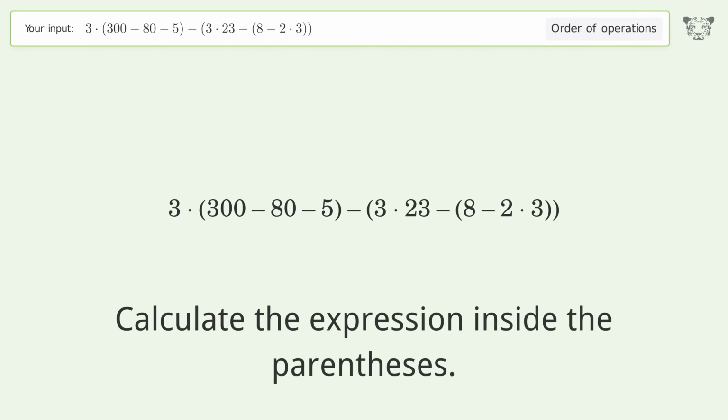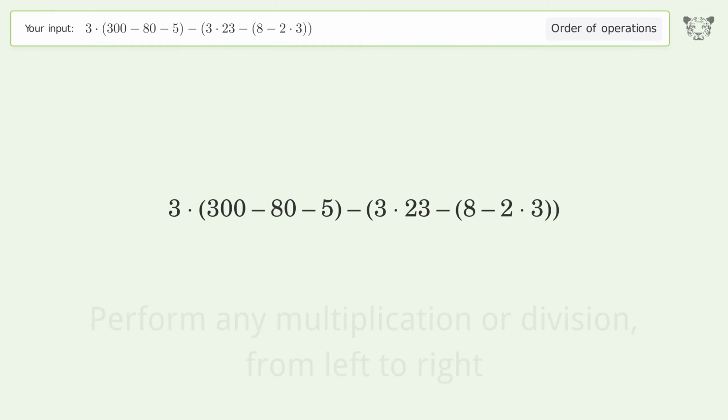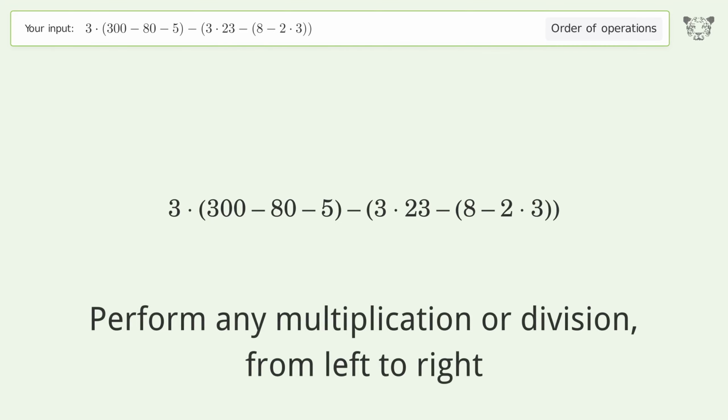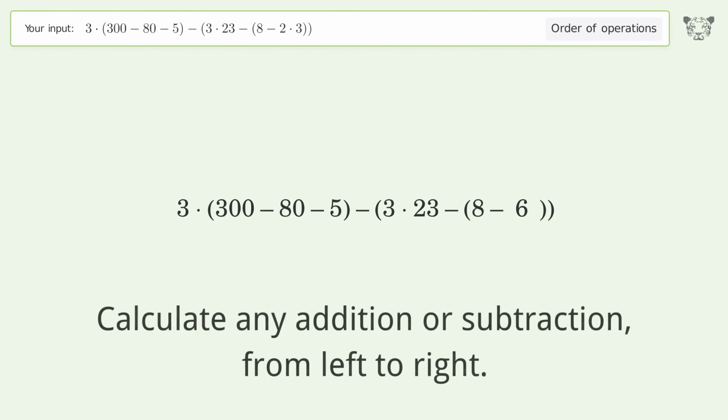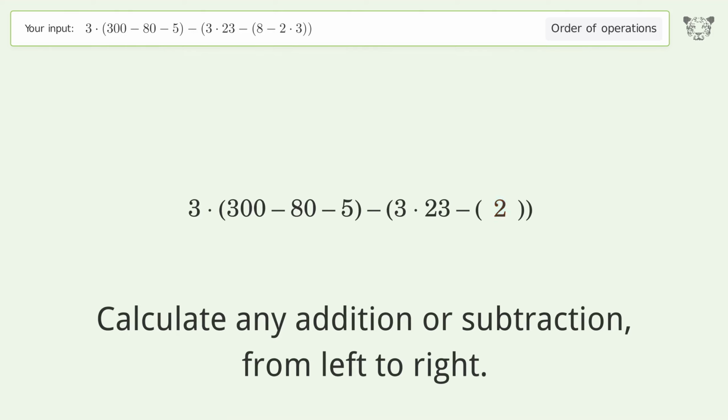Calculate the expression inside the parentheses. Perform any multiplication or division, from left to right. 2 times 3 equals 6. Calculate any addition or subtraction, from left to right. 8 minus 6 equals 2.